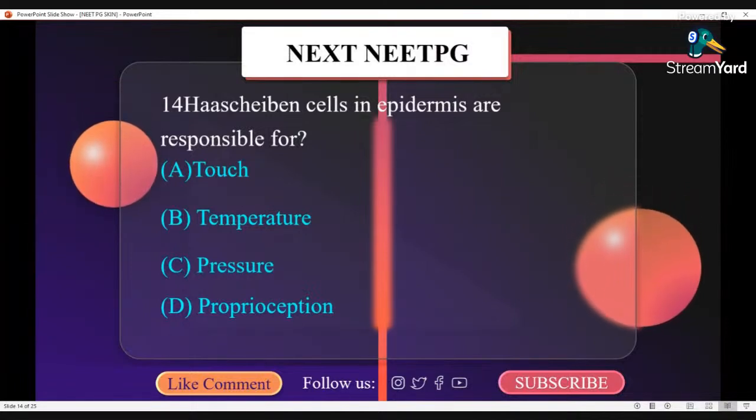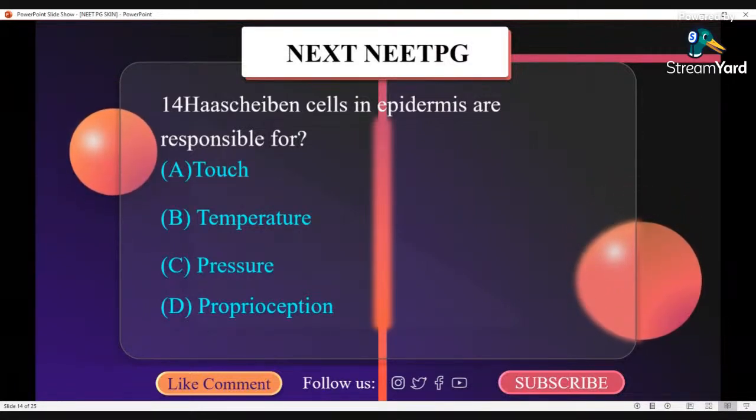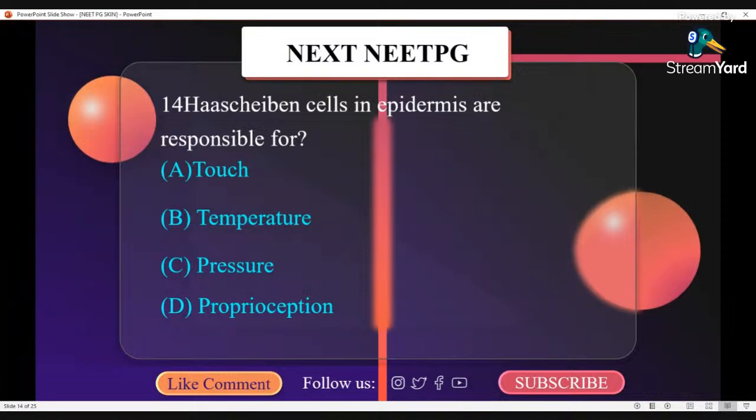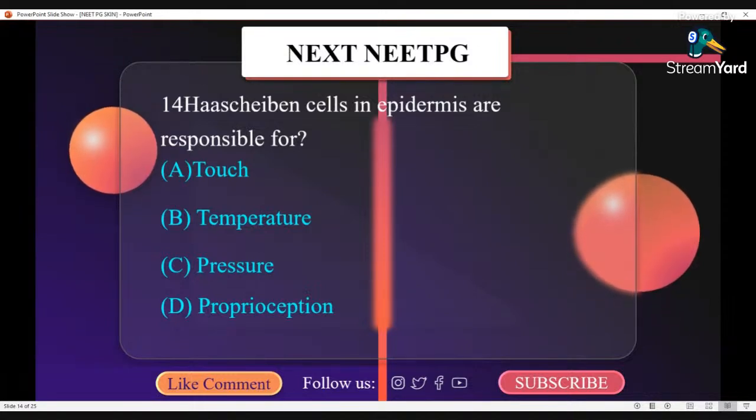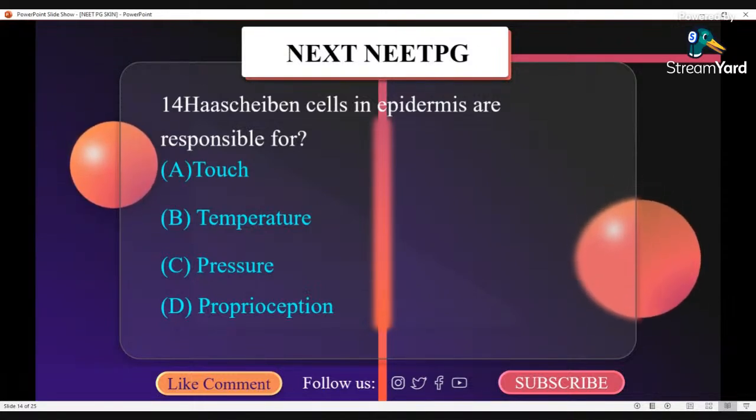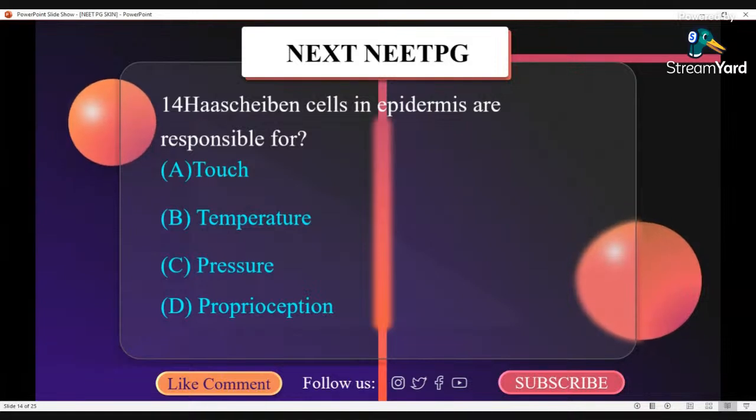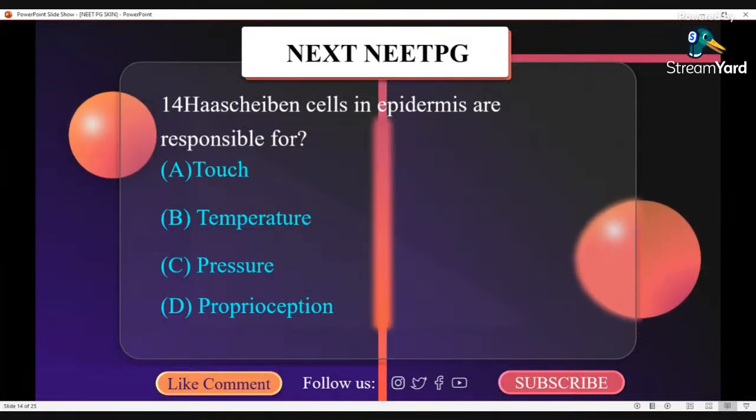Merkel cells in the epidermis, also known as Merkel cells, are responsible for A. Touch, B. Temperature, C. Pressure, D. Proprioception. Merkel cells in the epidermis are responsible for touch.